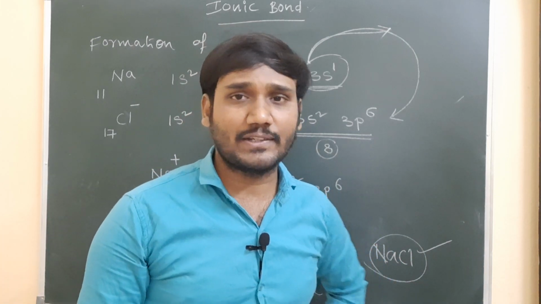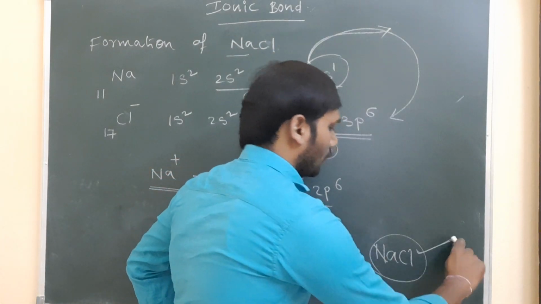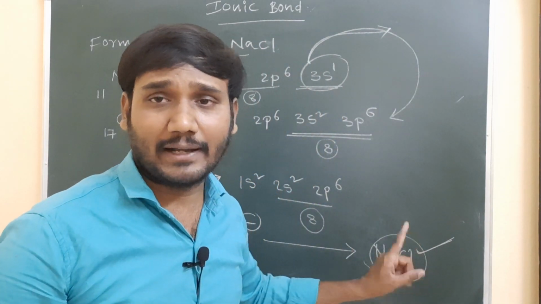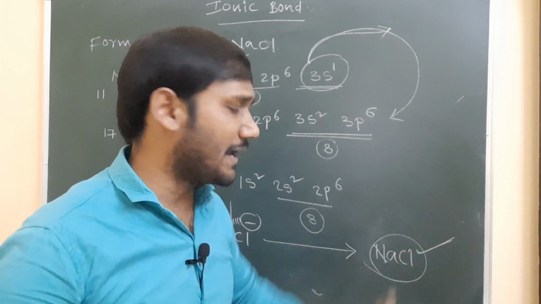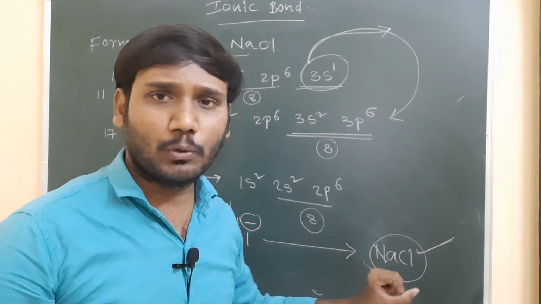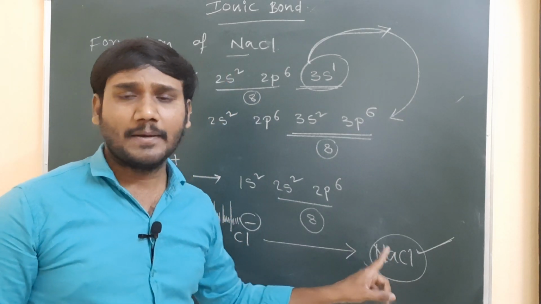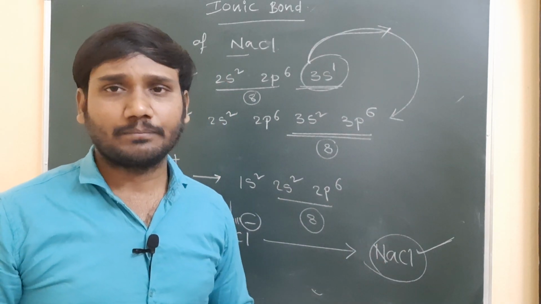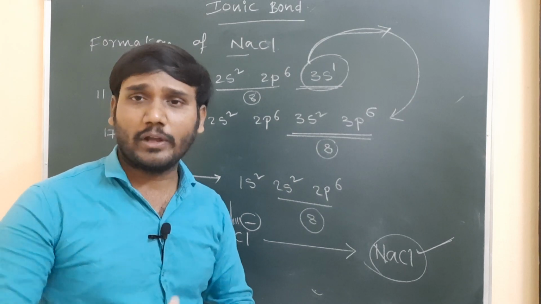Due to the strong attraction, sodium chloride converts into a crystal form. It is available in the crystal solid form. So every ionic compound, mostly, is available in crystal and solid form due to the strong attractions present between the cation and anion. This is what happens when I am taking sodium and chlorine.